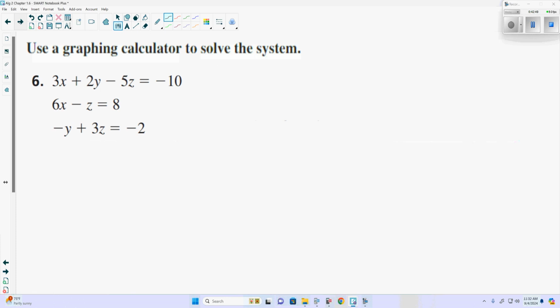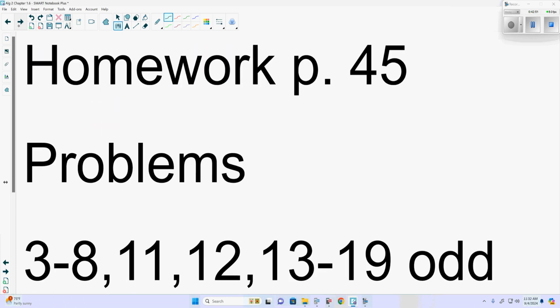Now I think we feel comfortable with solving these. So this is the homework set. We will either have time tomorrow, or if we end up not having time tomorrow to work on it in class, we will definitely have time Friday. Most likely you will have a significant amount of the time Friday. So this assignment is 3 through 8, 11, 12, 13 through 19.